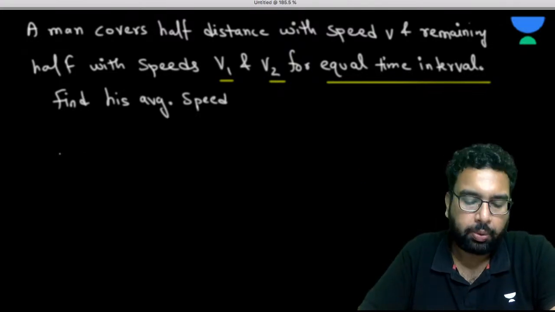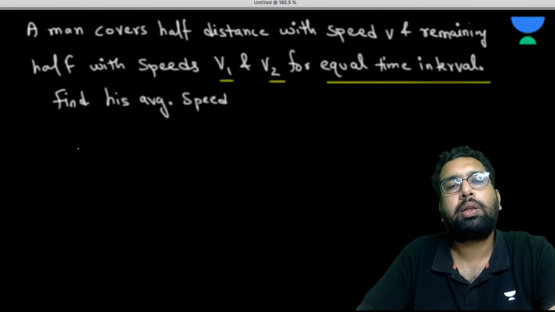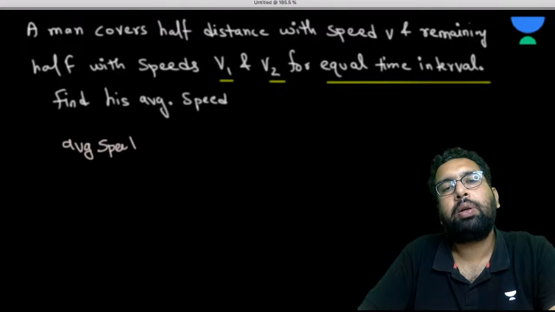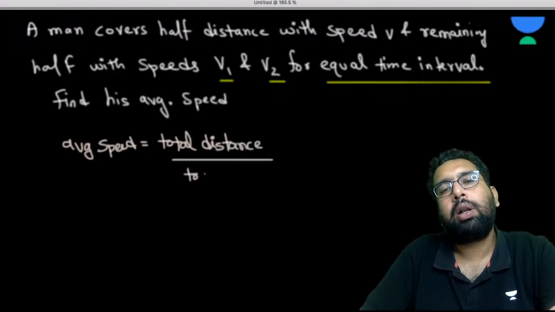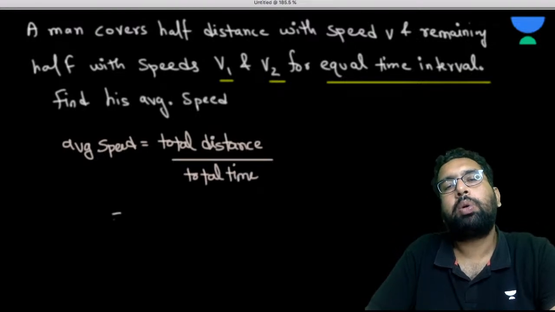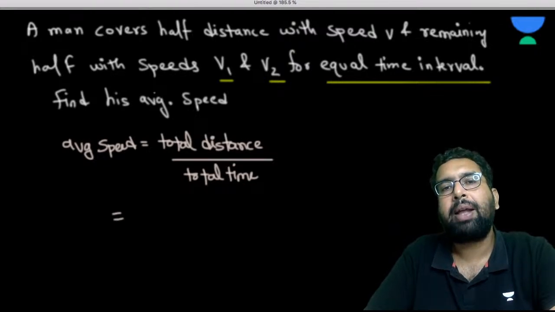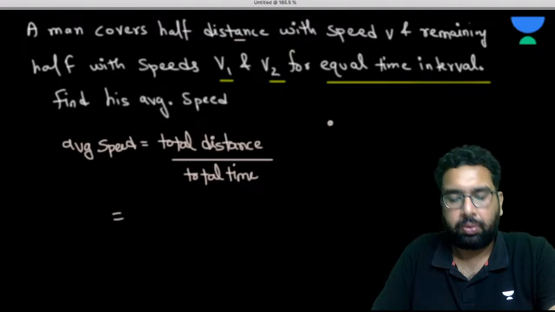So how are we going to do it? In this you have to apply the concept. So what is the average speed, my dear? Average speed is going to be total distance upon total time. So what is going to be the total distance? A man goes half distance. So let's try to draw it.